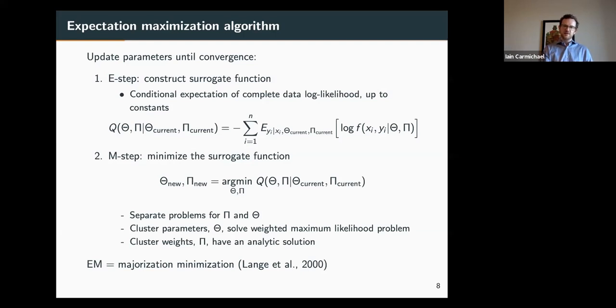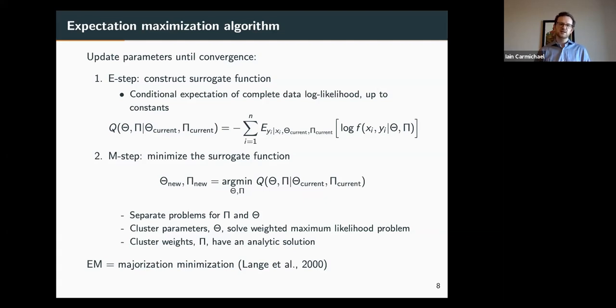To update in that M step, the Q separates into different terms for theta. Theta was the cluster parameters, so the means for every view's cluster. Pi is again the mixture weights multi-array. And so we're going to have separate problems for theta and pi. The problem for theta is just a weighted maximum likelihood problem, and it is pretty straightforward to solve. And at least in this case, pi has an analytic solution, so sort of an O(1) update.